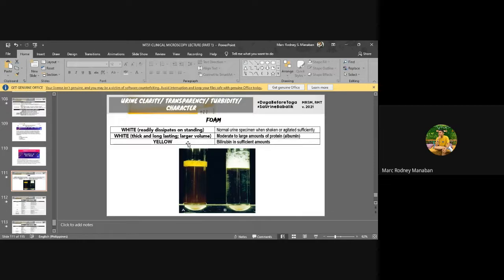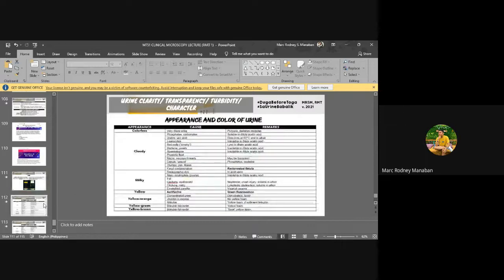Take note of that, all right? The pathologic one is white foam for protein, if it is abundant, and yellow foam for bilirubin. Now, earlier, dears, this is just a summary: appearance and color of urine. I think this is from Henry's. Just take note, you don't have to memorize.